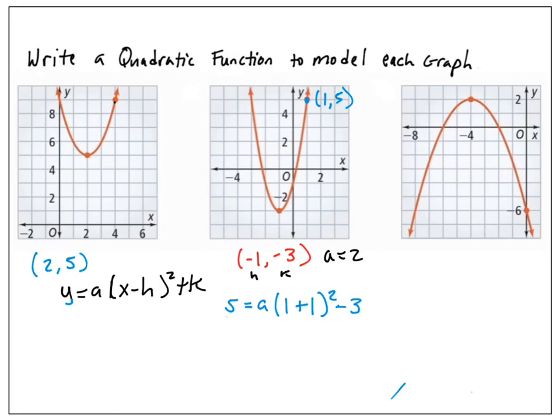So what we've done is we've plugged in h, we plugged in k, but we also then plugged in the x and y point up here. So we've got y, we've got x. So we're now going to figure out what a is by solving this. So here, 1 plus 1 is 2, 2 squared is 4, so 4a minus 3, there we go, equals 5. We'll add the 3 over, that's 8. 4a equals 8. So a has to equal 2. So what I said before, a is 2.